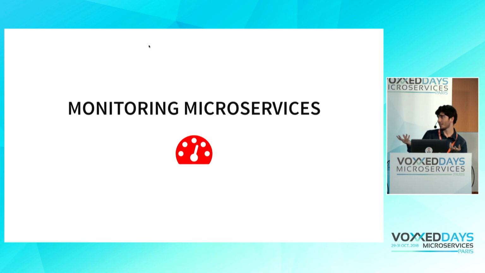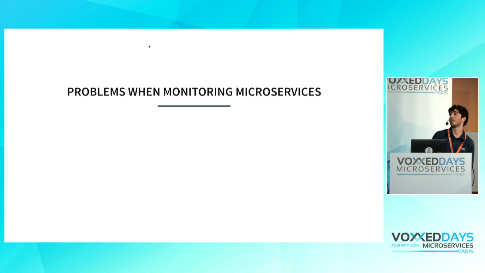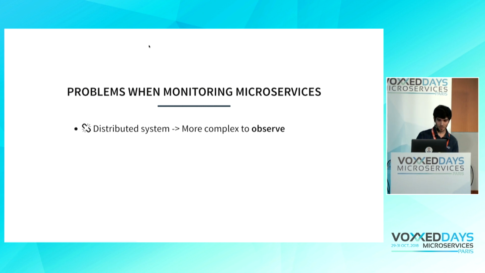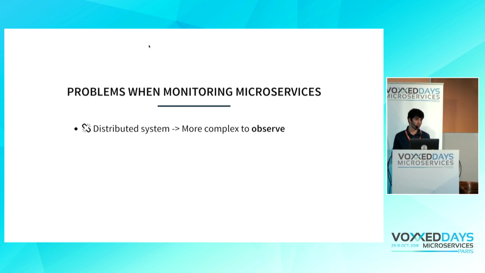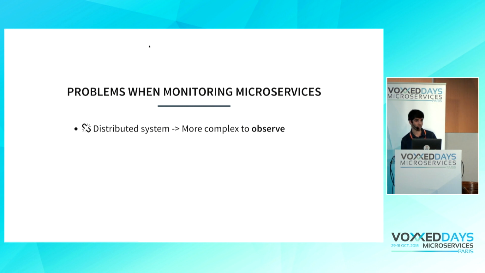But now let's start talking a bit about monitoring microservices. So first, it's really hard. But why is it hard? Because you are going to meet so many problems that just don't exist in a monolithic architecture. The first problem is this is a distributed system, so it's much more complex to observe, to figure out what it is going to do in production.